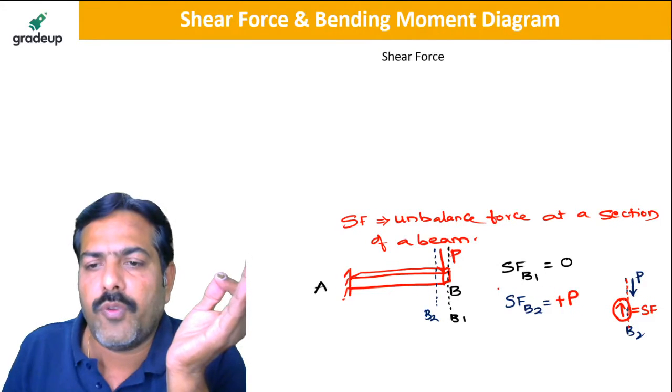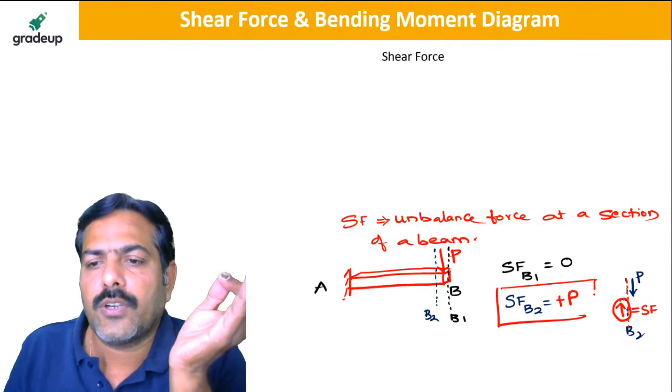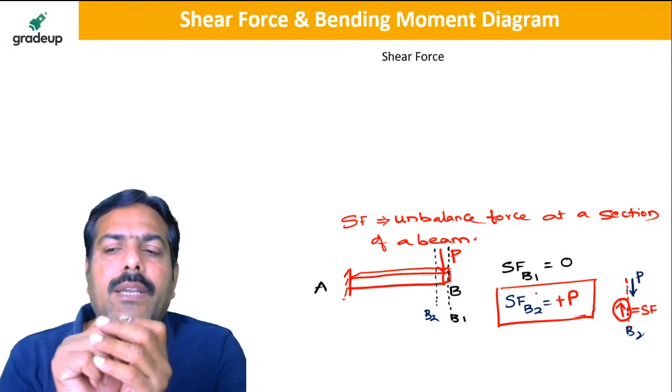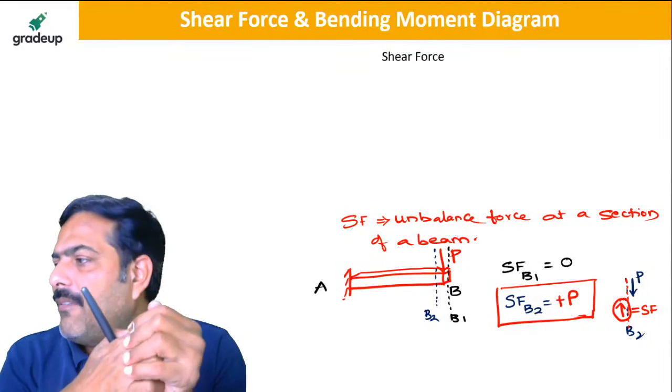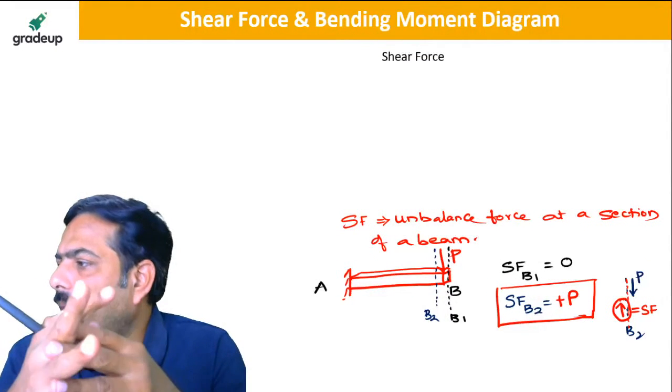Is it clear to all of you? So there are two values of the shear force at B point, and the magnitude varies from 0 value to P value. Very good, my dear friend.